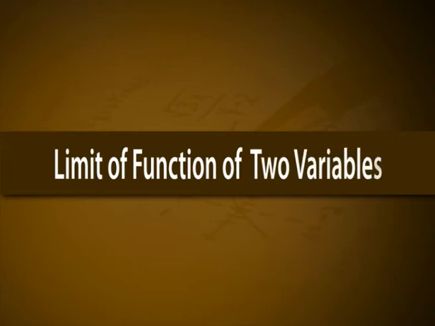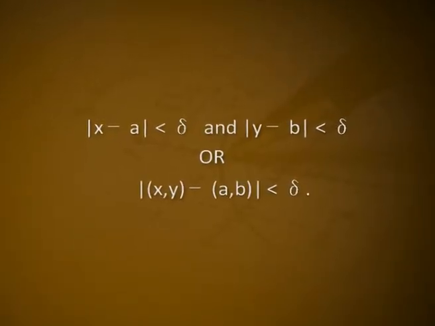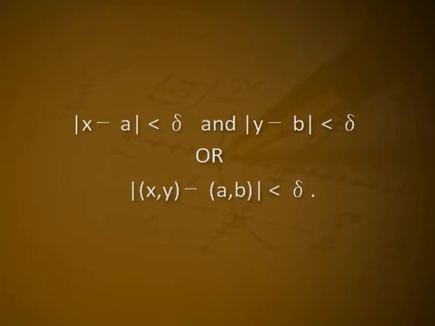Limit of a function of two variables. A real valued function f of x y of two real variables is said to have a limit L in R at the point a b if to every positive number epsilon there exists a positive number delta such that absolute value of f of x y minus L less than epsilon for all points x y other than a b, for which absolute value of x minus a less than delta and absolute value of y minus b less than delta, or absolute value of pair x y minus pair a b less than delta.